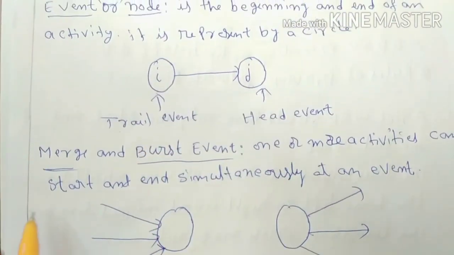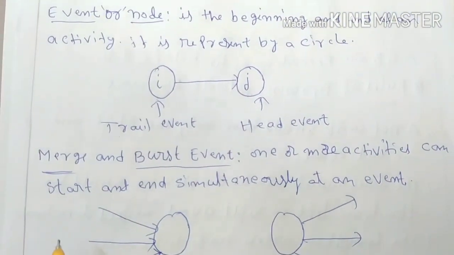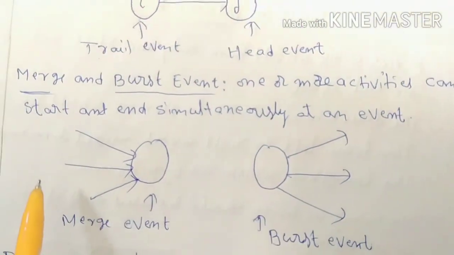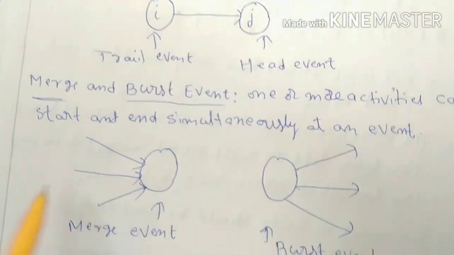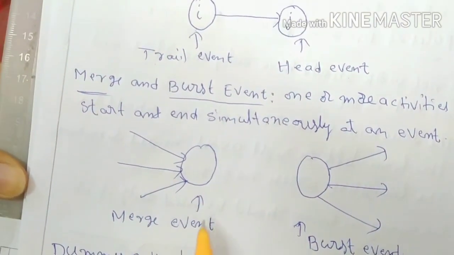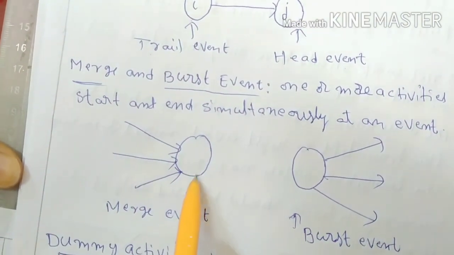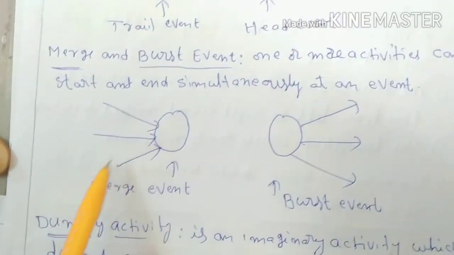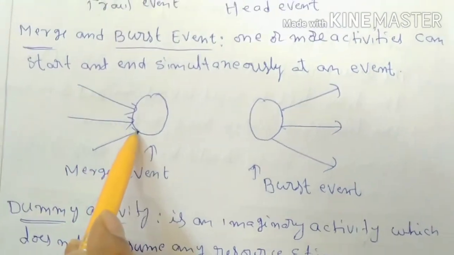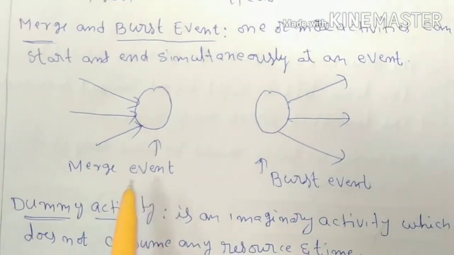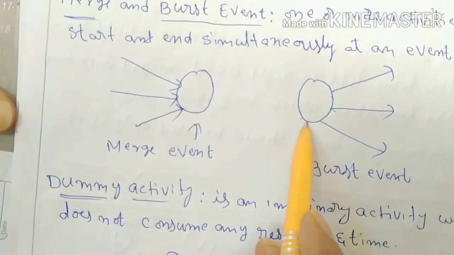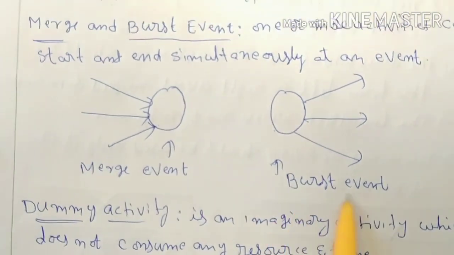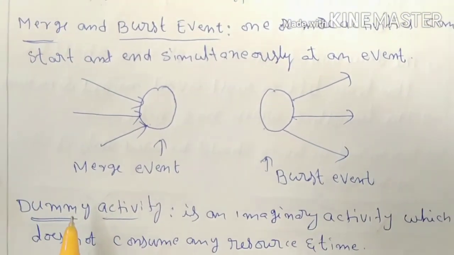Here you see the merge and burst events. Generally, at a time we can start two to three works. For example, here this is the merge event. That means for this activity's head event, there may be three transactions at a time. At that moment, that is the merge event. From one event, if more than one work starts, at that moment, that is called the burst event.